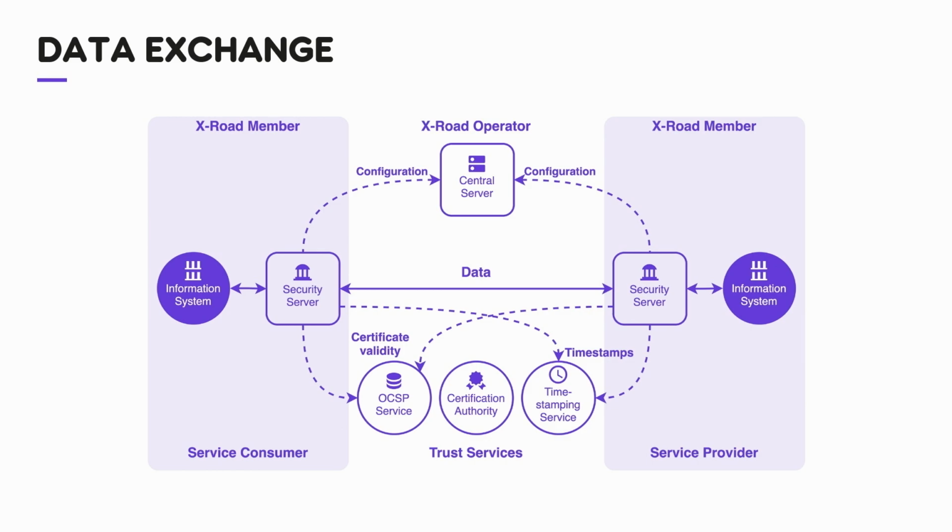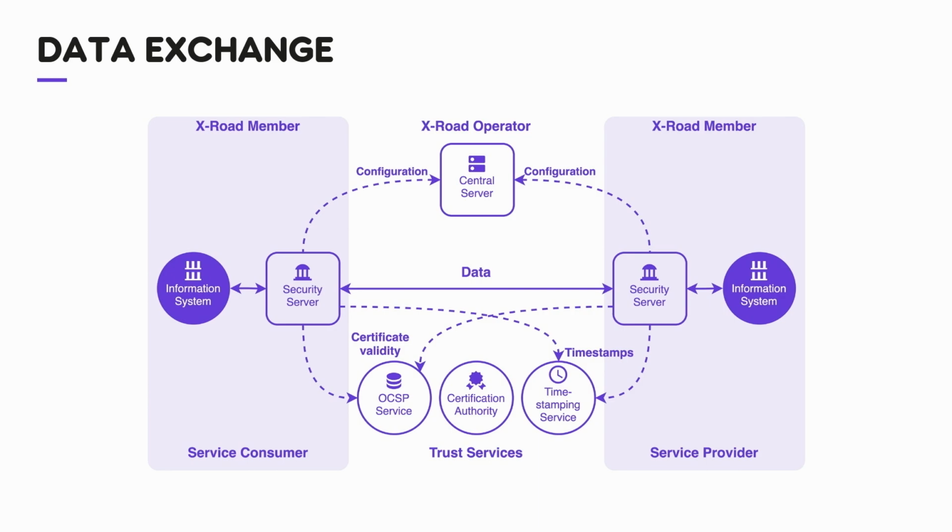This diagram illustrates how data exchange in the X-Road ecosystem works. Data is always exchanged directly between the service consumer and service provider. Third parties don't have access to the data. X-Road is fully data format agnostic, which means that any kind of data can be transferred using X-Road. However, the X-Road architecture has some centralized components too.